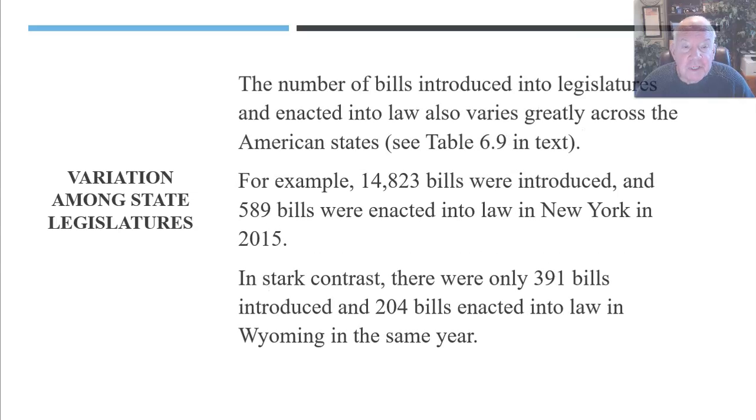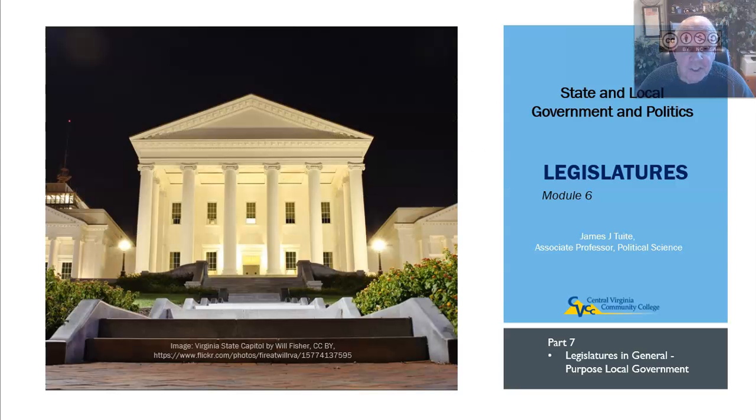The number of bills introduced into legislatures and enacted into law also varies greatly across the American states. See Table 6.9 in the text. For example, 14,823 bills were introduced, and 589 bills were enacted into law in New York in 2015. In stark contrast, there were only 391 bills introduced and 204 bills enacted into law in Wyoming in the same year. In Part 7 of Module 6 on legislatures, we'll discuss legislatures and general-purpose local governments.